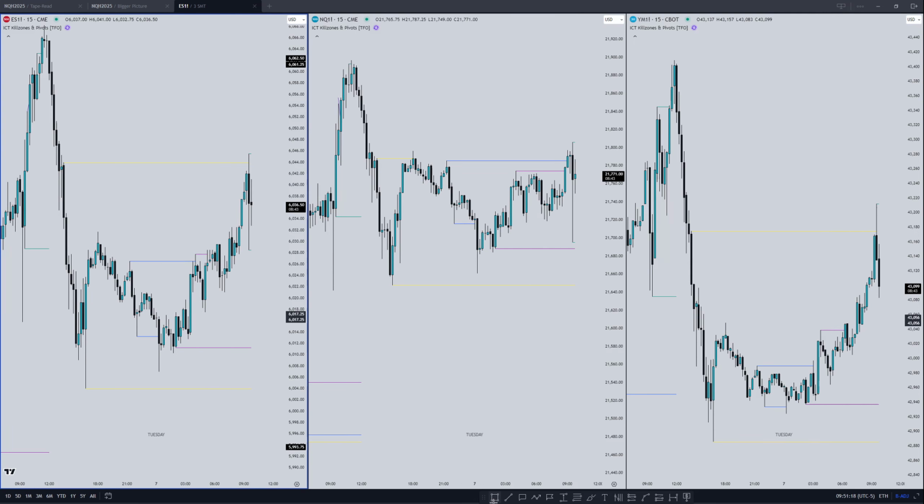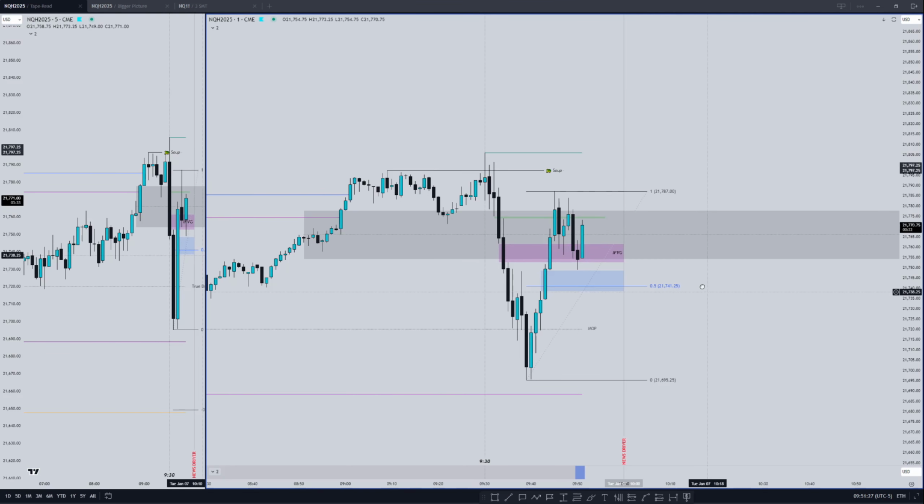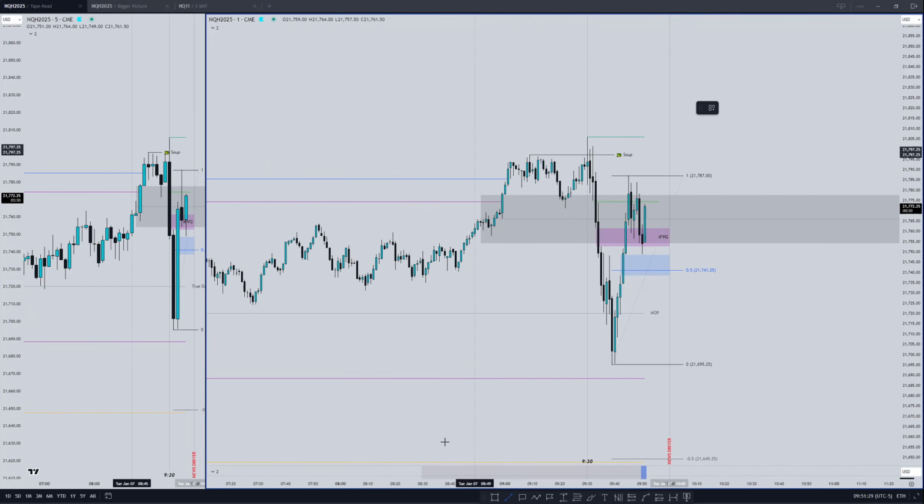But you can see the clear SMT between these lows, here and here, and then here and here. So NASDAQ is the weaker of the two. So you'd expect it to take a little bit longer and have a little bit more difficulty moving higher. But regardless, we still have SMT down here with ES.